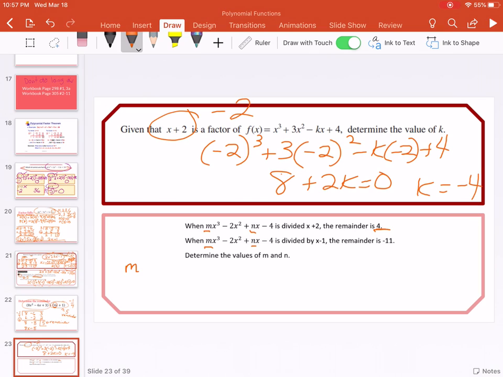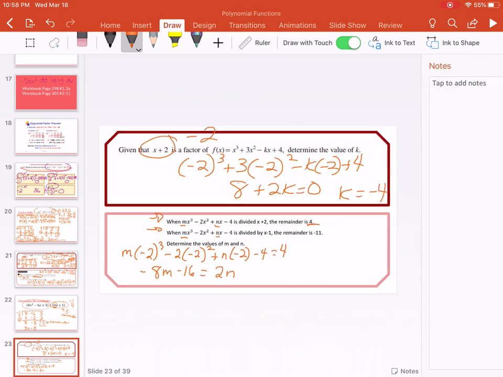So I'm going to take my m, replace my x with negative 2, plus n, negative 2, minus 4, and make this equation equal to my remainder, which is 4. I'll collect like terms, and I end up with negative 8m minus 16 equals 2n when I rearrange everything. Of course, I skipped a few steps here as a time saver. So that was my first equation, and now I'm going to do the same with my second equation.